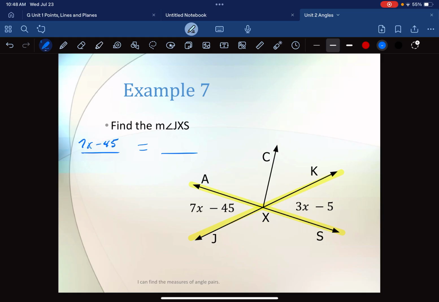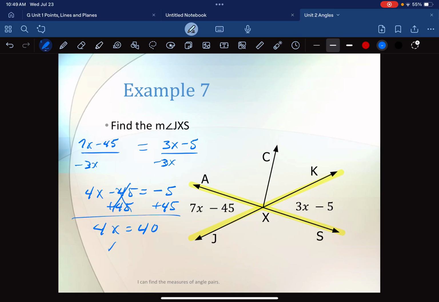7x minus 45 equals 3x minus 5. I'm going to subtract 3x. That gives me 4x minus 45 equals negative 5. Then I'll add 45. 4x equals 40, and x is 10. But that's not what they asked for. So I'm going to figure out this angle over here. This is going to be 3 times 10 minus 5. So 30 minus 5 is 25.